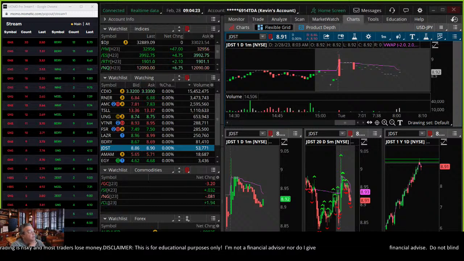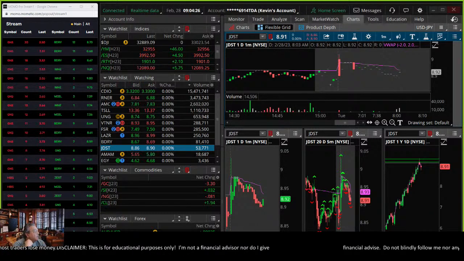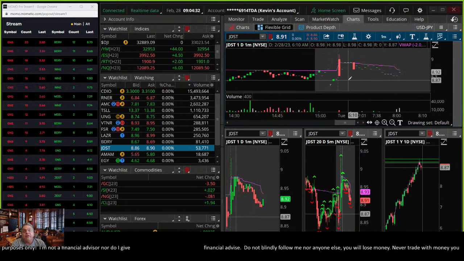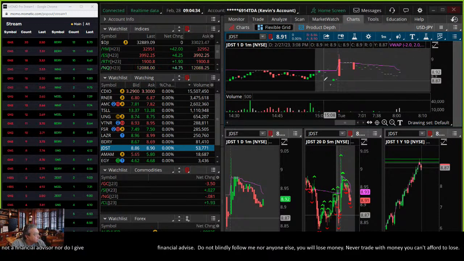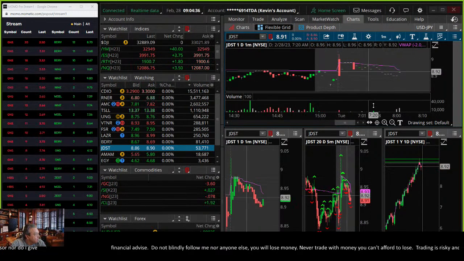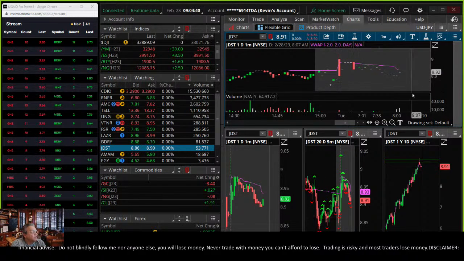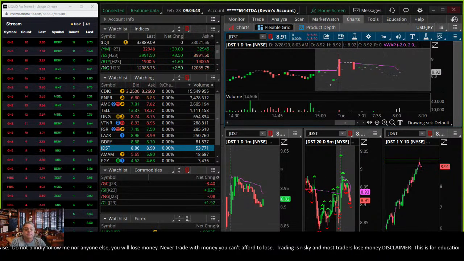All right, so a couple things I want to keep an eye on here. I want to keep an eye on JDST. Pretty thin. This grayed out area is pre-market. But I do want to watch JDST. JDST has been a good player for me, so I want to keep an eye on that.